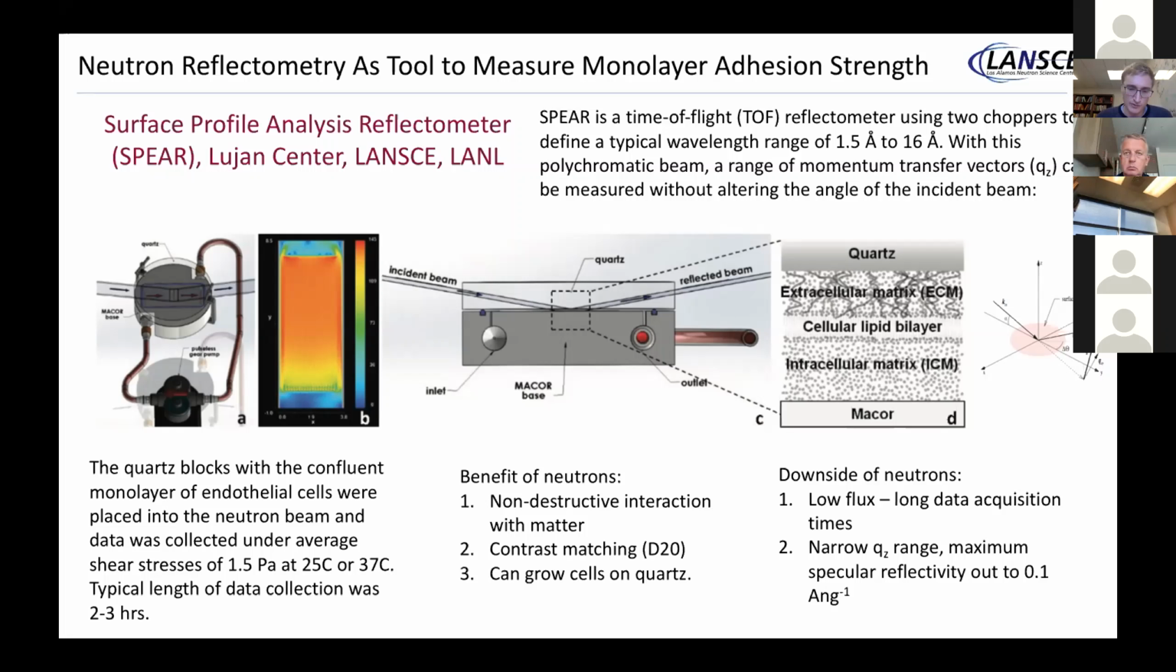Biologic systems and tissue culture is easily done on quartz, so we didn't have to do anything special to prepare these samples. And this is an area where we've had some discussion in X-rays, and that quartz is obviously not a good material to be able to bring into contact with X-rays. Downsides of neutrons: low flux, long data acquisition times, narrow Qz range, and really not being able to get very far out in Qz. So the same problems with neutrons that exist for other types of systems obviously exist here.